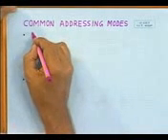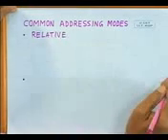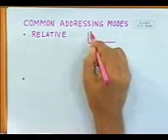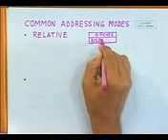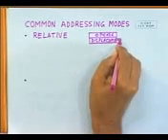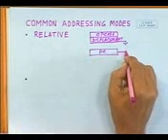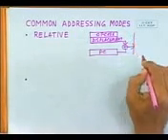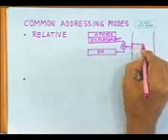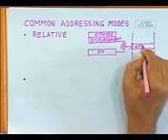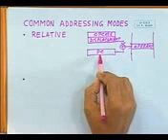Then comes relative addressing. In relative addressing, as part of the opcode, you are providing some displacement. This is your displacement, and this displacement is added with the program counter to generate the effective address. So the effective address is generated by adding the displacement with the program counter to refer to an operand address. And this particular addressing mode is very popular in branch instructions.